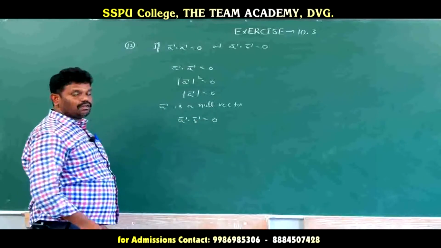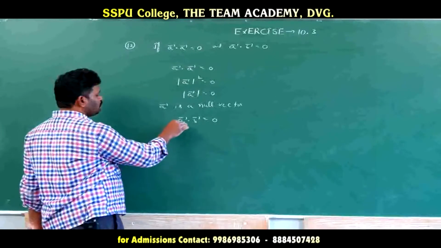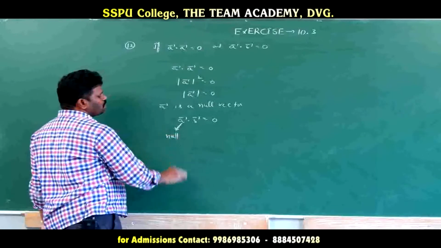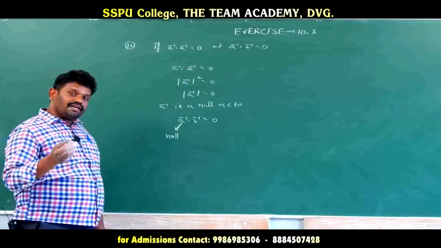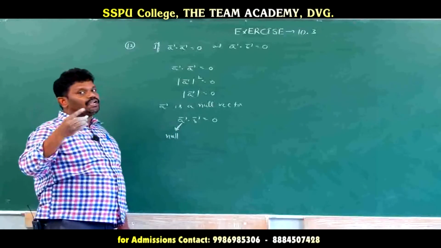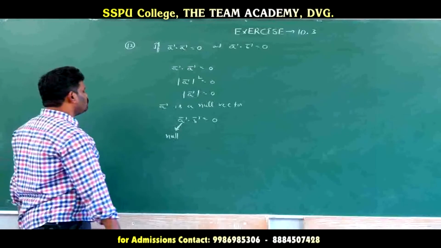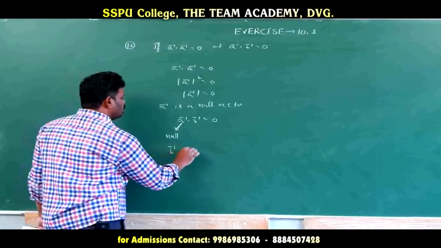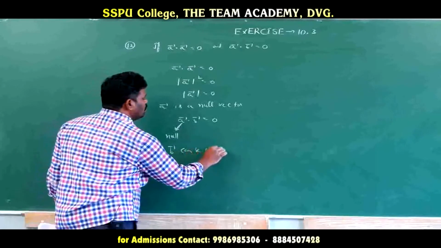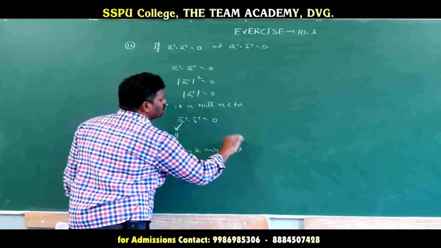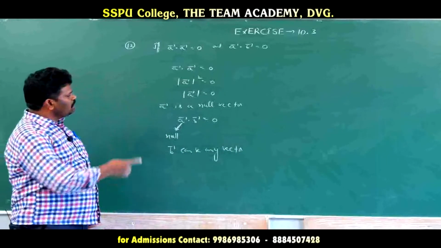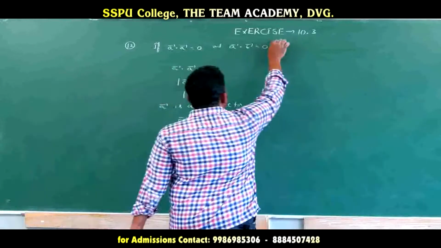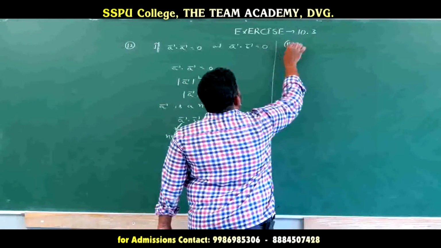Then what can we decide about the vector B? A bar is a null vector, and a null vector multiplied with any vector gives the value 0. So B can be any vector. If you consider B to be any vector, that value satisfies A bar dot B bar is equal to 0. Okay? Right.